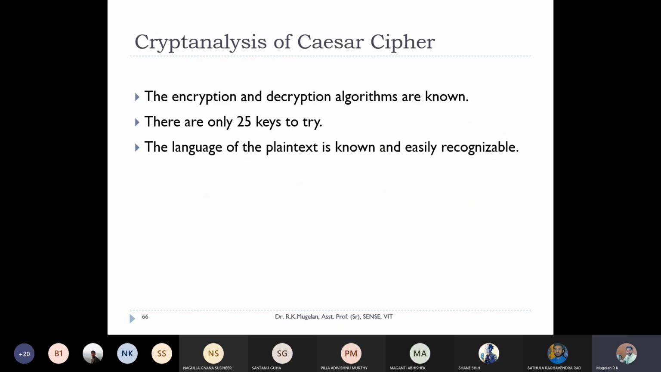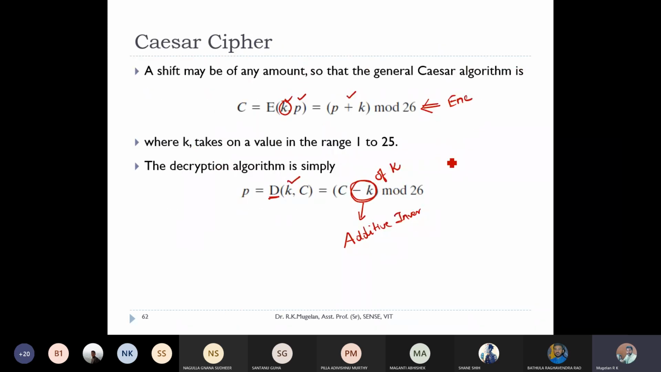Now we move to the cryptanalysis of this Caesar cipher. What are the drawbacks they have found in Caesar cipher? Suppose the encryption and decryption algorithm is known, that is, the attacker knows that you are using Caesar cipher. Even if he doesn't have knowledge about the key, he can crack your ciphertext easily, because if you are using English as the language, you'll have only 25 keys. The K value will take only 1 to 25. It won't take 0 or 26.